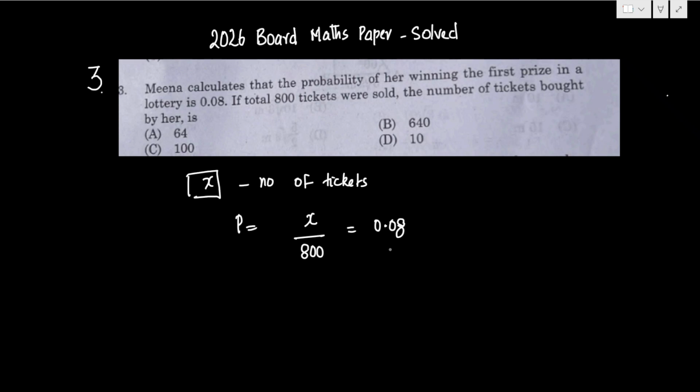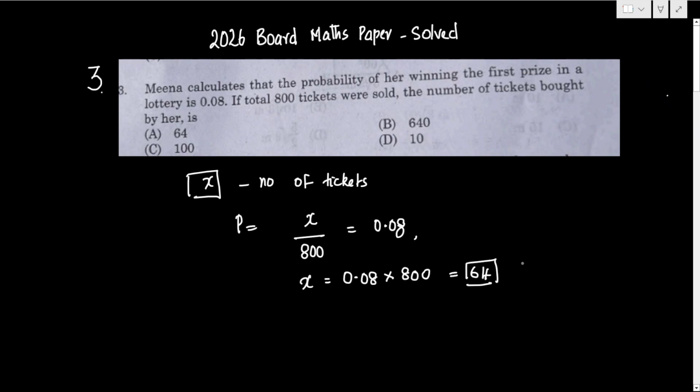X by 800 is equal to 0.08. That means X equals 0.08 into 800. That will give you 0.08 into 100, which will give you 64. 64 is option A. Option A is the correct answer. Okay, let's go to the next question.